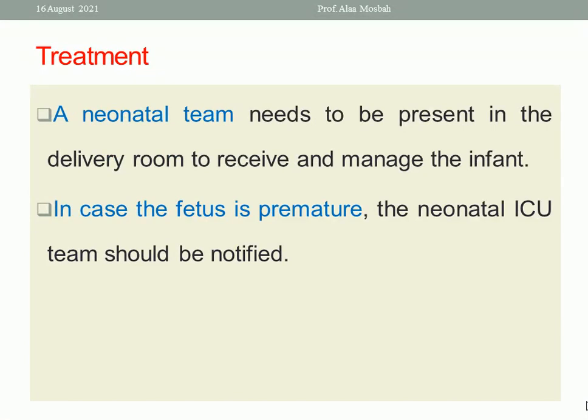A neonatal team needs to be present, of course, in the delivery room to receive and manage the infant. In case the fetus is premature, I need a neonatal ICU.